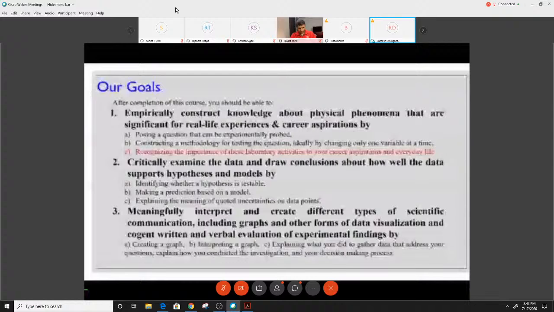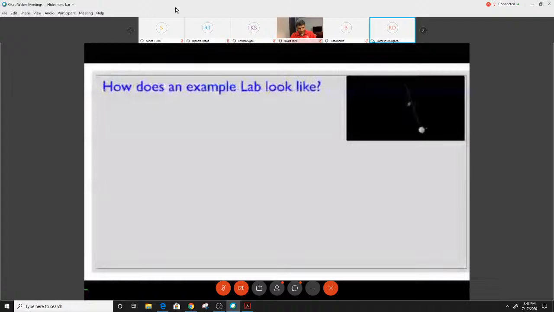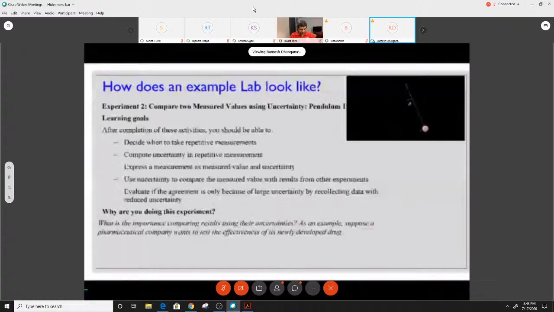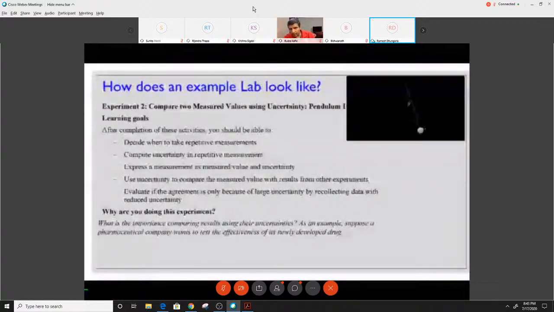Since we are just focusing on the skills, we don't have to use fancy equipment. We can just use simple equipment like a pendulum. For example, in the lab I am developing right now, I use a pendulum for three different sessions, three labs. So let's look at what an example lab looks like. If you look at the heading of the lab, it simply says compare two measured values using the uncertainty. So it's skill focused right there.